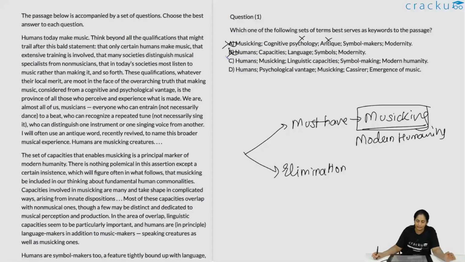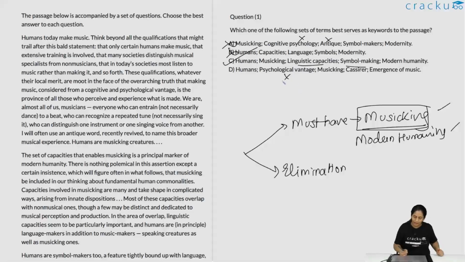Humans, musicking, linguistic capacities, symbol making, modern humanity. Both are there. Symbol making is also important. The comparison with linguistic capacities and symbol making capacities are there as part of the passage, so they are important. And human ability, or how musicking is universal to humans, is also there. So every single term over here is important. There are no extraneous terms, so I would say this is the right option.